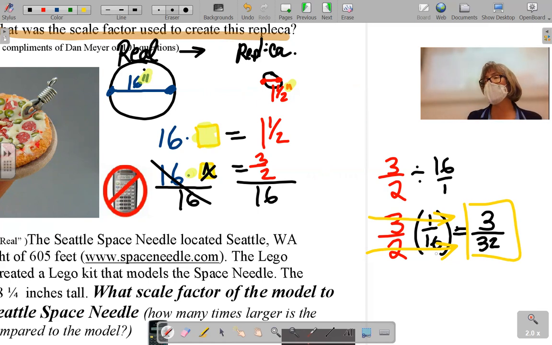Now the last problem is pretty much exactly the same thing, but it's the other way and you have to deal with units. Yes, you've got units you have to deal with there.